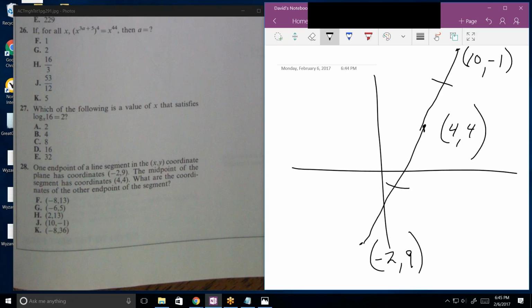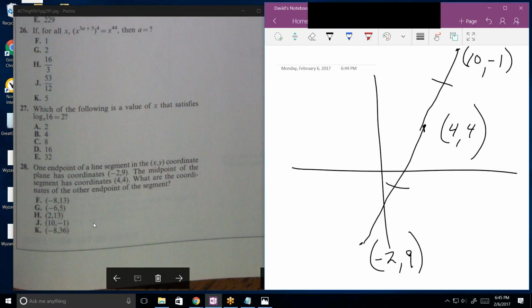I did the x first, and negative 2 of 4. That's all you really needed to do, because there's only one answer on there that has 10 for x. So you could have saved yourself a few seconds.